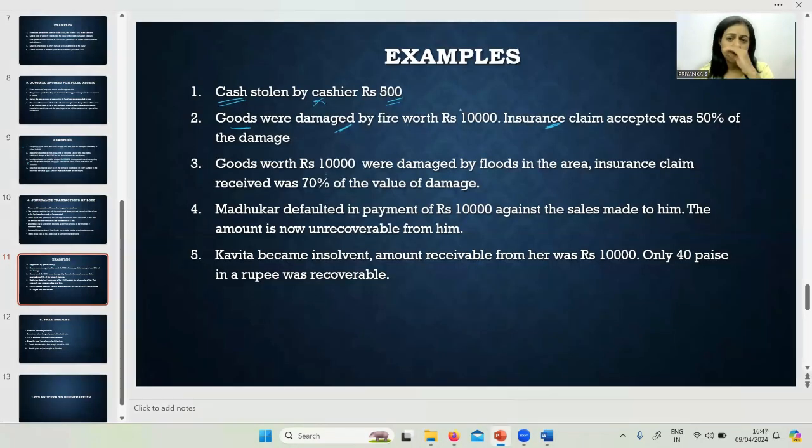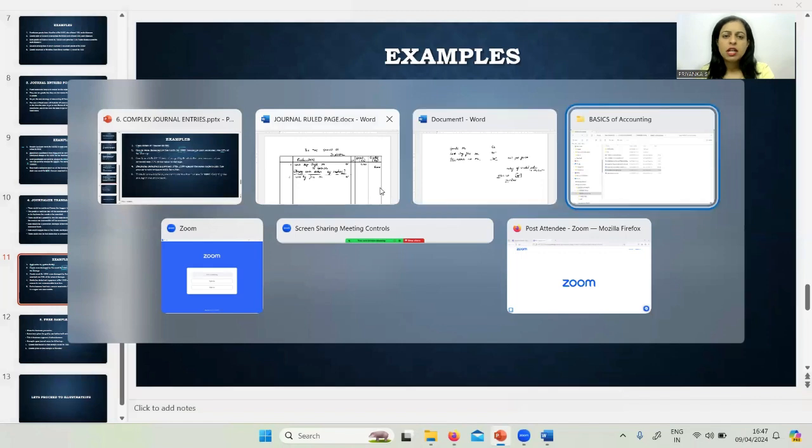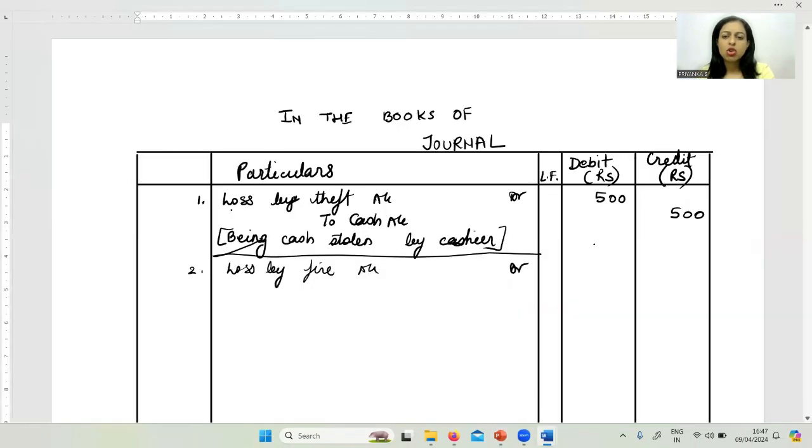Now, is the entire amount a loss? 10,000 was the amount of the lost goods, out of which 50% is recoverable. So only 5,000 is the actual loss, right? Actual loss is not the entire value. Actual loss is only half of the amount of 10,000, which will become 5,000. Then insurance company account. How much will the insurance company pay us? The insurance company is not making the payment of 10,000. They're just going to pay us 5,000. This is the recoverable amount.